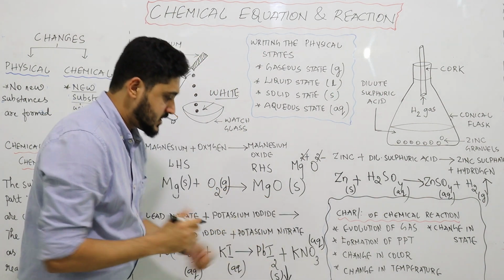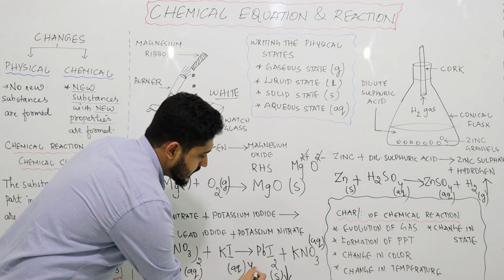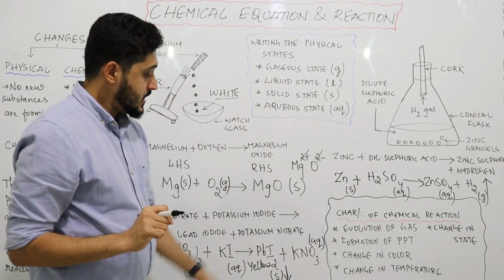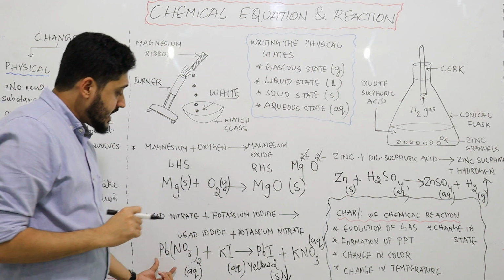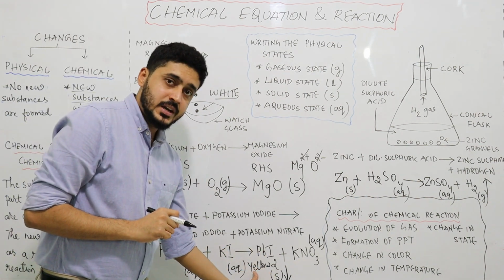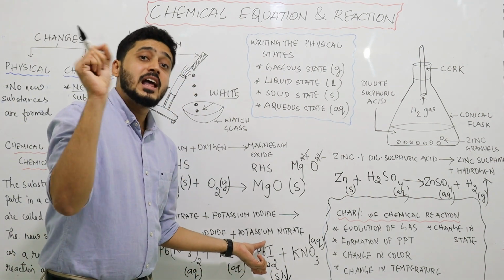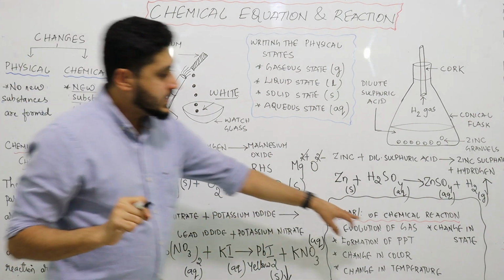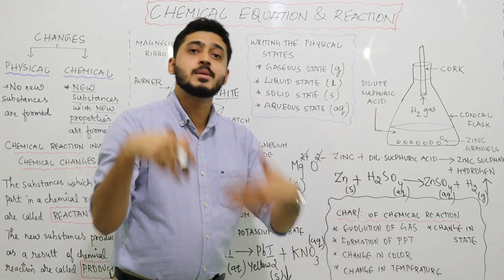Now here also there is a change in color. The precipitate is yellow in color. Lead iodide which is formed is yellow in color. Lead nitrate is changing into a precipitate which is precipitating as yellow color. Since there is a yellow color, you can say there is a change in color, and a chemical reaction has taken place.